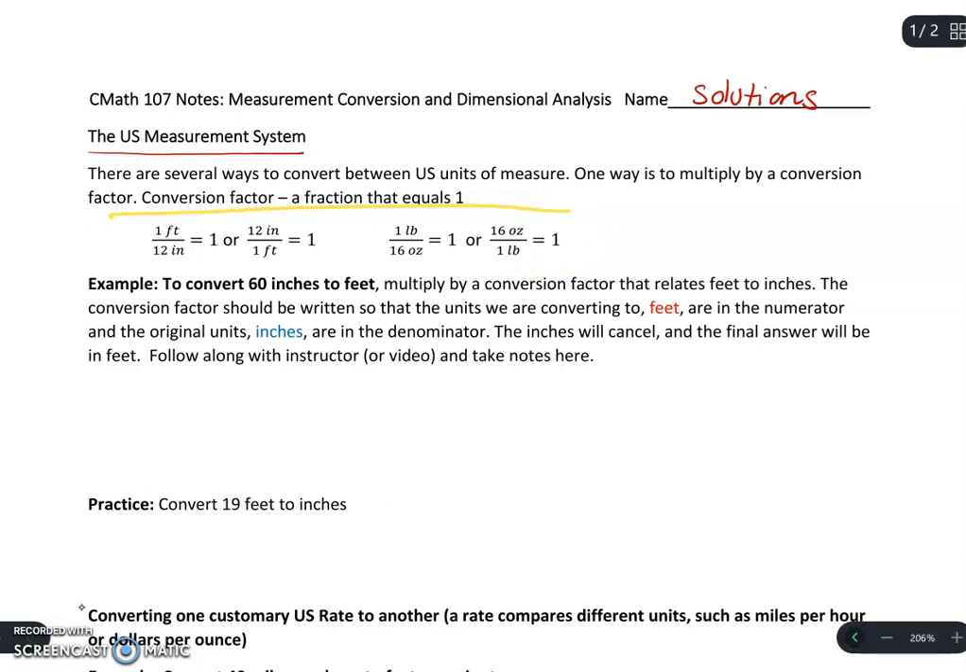So even if it has different units, this is measurement. 1 foot is equivalent to 12 inches. So since this equals this, it will equal 1 when we divide them out. You could also do the reciprocal. Depending on where you need those units to fall is where you'll put them. This is the one for weight over here. 1 pound over 16 ounces would equal 1.